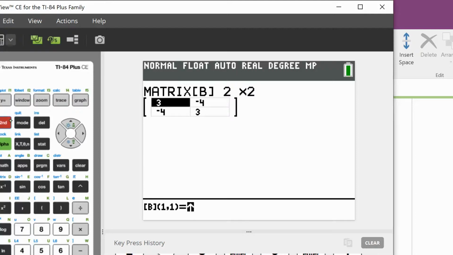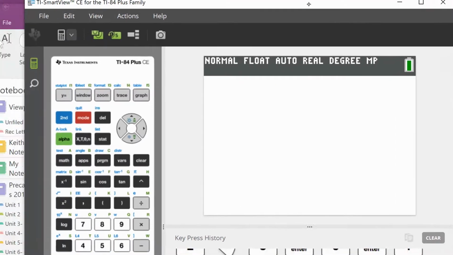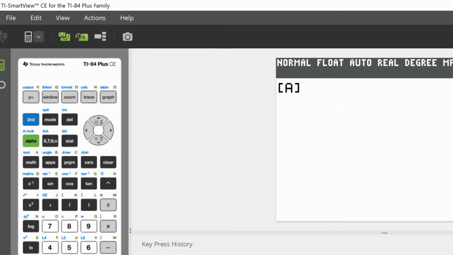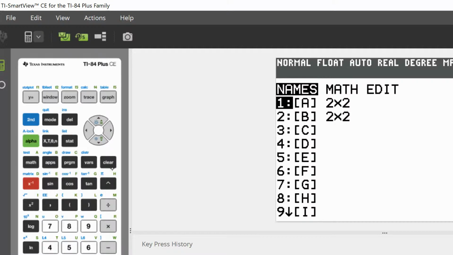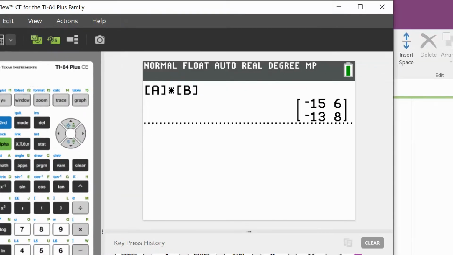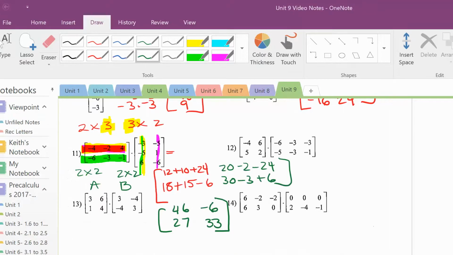And then you quit. So now you want to multiply them, so you go second matrix and hit A, and then times second matrix and hit B, and hit enter, and it gives you your resulting matrix that you would want. It gives you the answer of -15, 6, -13, 8. So that's how you multiply.